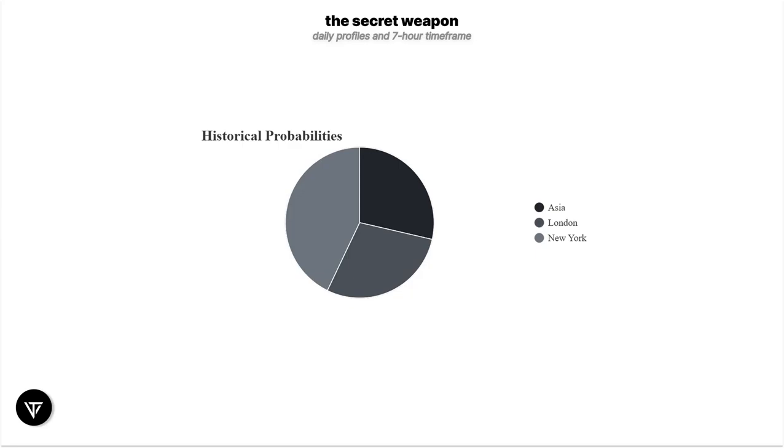Even more importantly, the Asia session only closes in the direction of the overall daily candle 58% of the time, and London only 62% of the time. They are barely better than coin flips. The New York session, however, closes in the direction of the daily candle a staggering 86% of the time.